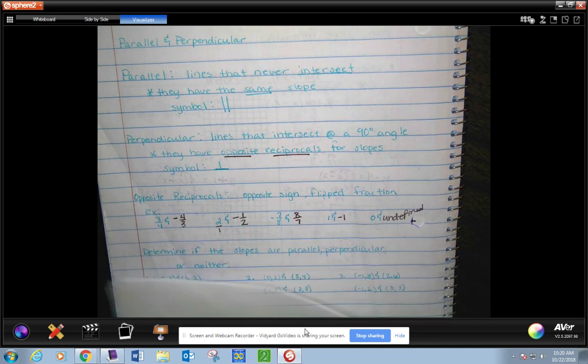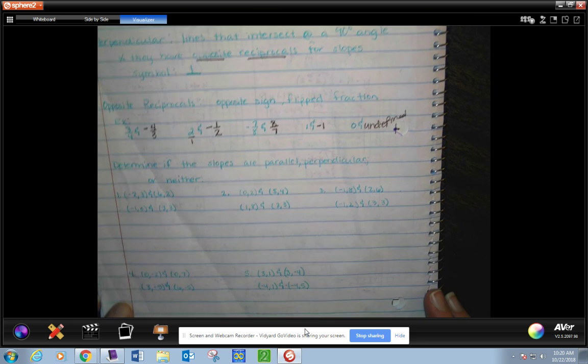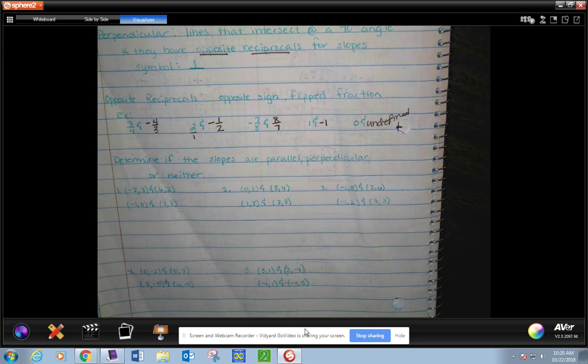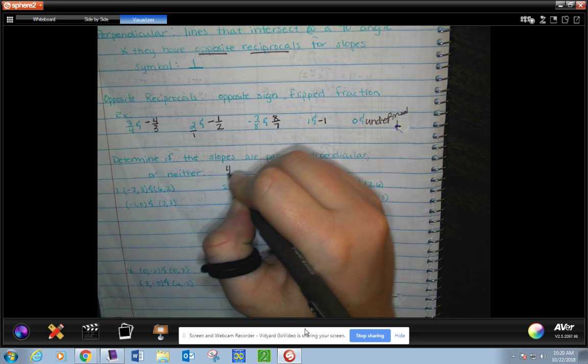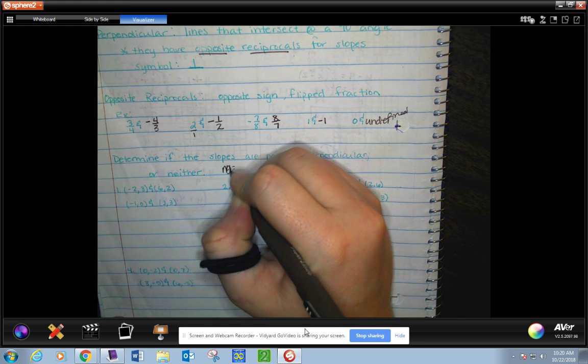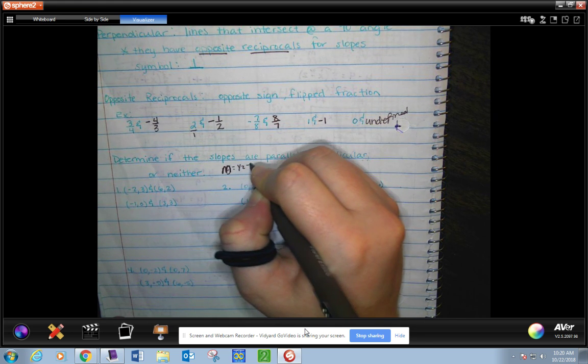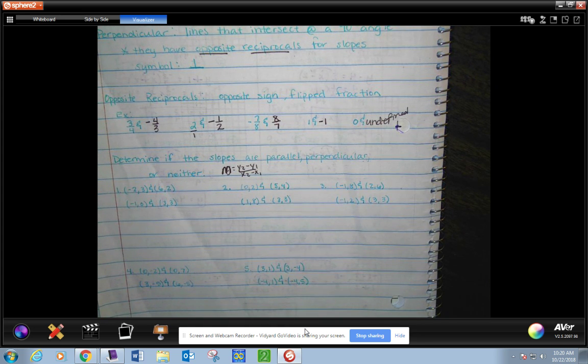Okay, now if you want to, you can go ahead and pause and write these 5 examples. This is going to be like the first 6 on your paper today. So if you want to write that, go ahead and pause and write, and we're going to determine if the slopes are parallel, perpendicular, or neither. Okay, the way you're going to do this is you're going to use the formula m equals y2 minus y1 over x2 minus x1. And you're just going to have to do it twice.